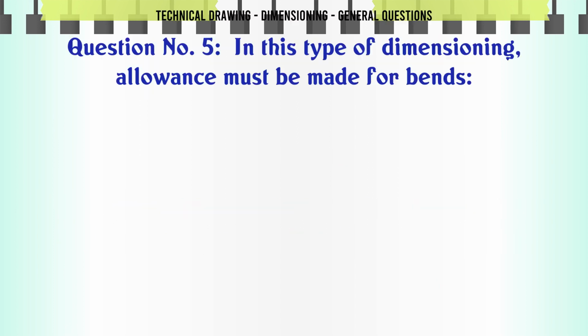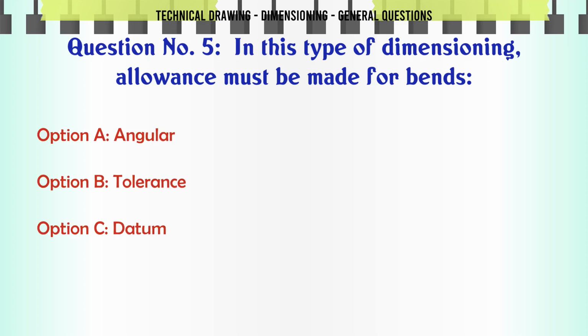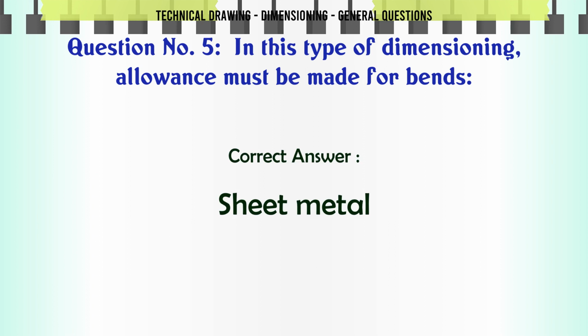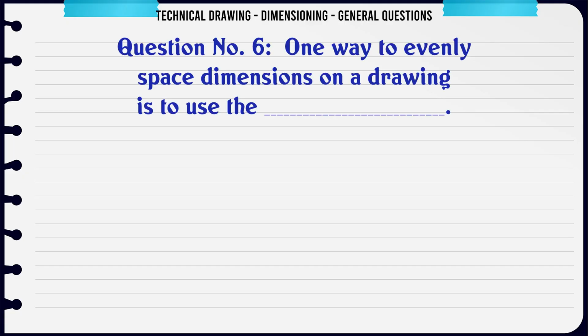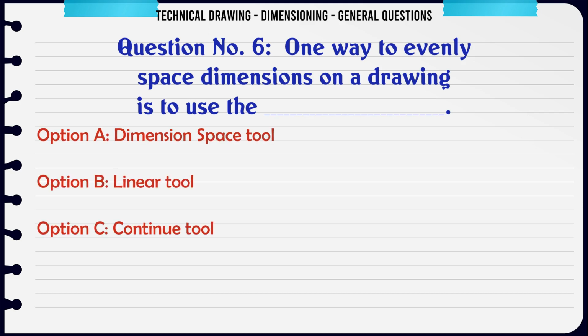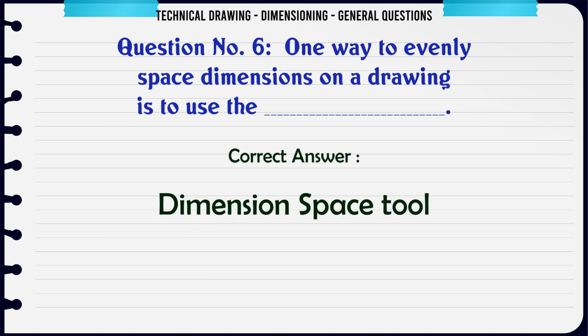In this type of dimensioning, allowance must be made for bends. A. Angular, B. Tolerance, C. Datum, D. Sheet metal. The correct answer is sheet metal. One way to evenly space dimensions on a drawing is to use the A. Dimension space tool, B. Linear tool, C. Continue tool, D. Baseline tool. The correct answer is Dimension space tool.